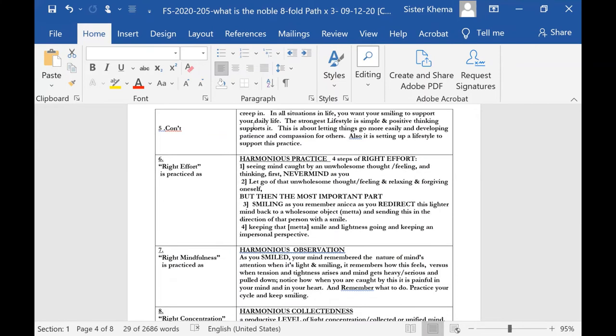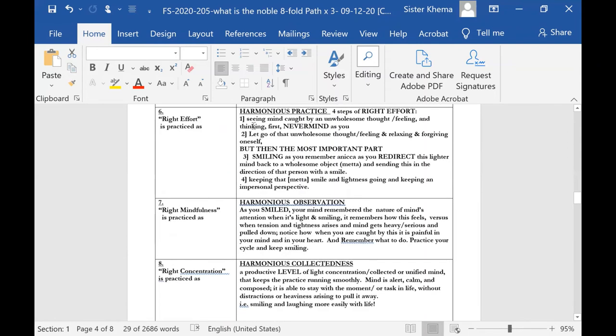And of course, here's right effort, number six, harmonious practice. It's four steps of right effort. And the big lesson here, whenever you repeat these to yourself, the biggest part to remember is that one and two doesn't cut it. It doesn't change anything for you. So if you believe, as I say, change your mind, you will change your life, you're not going to change your mind unless you are practicing all four of the pieces of right effort. That's just a fact.